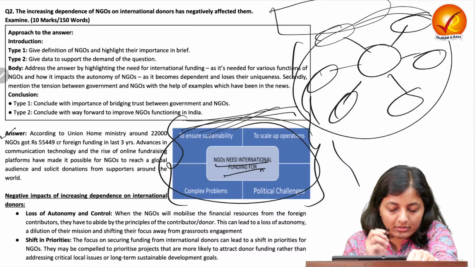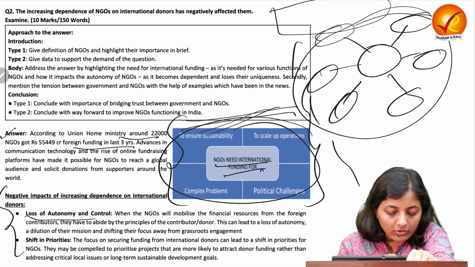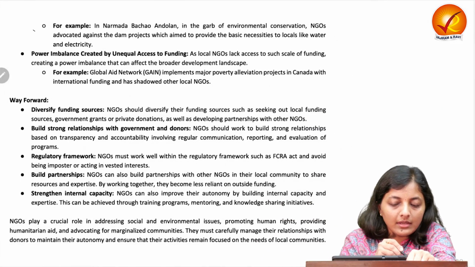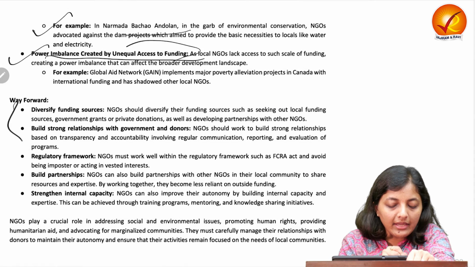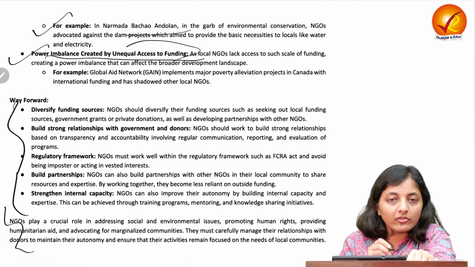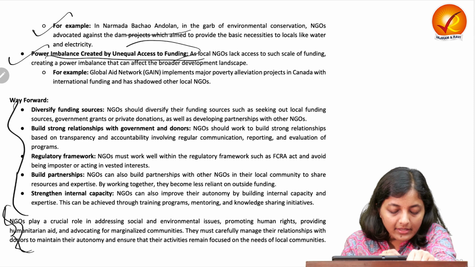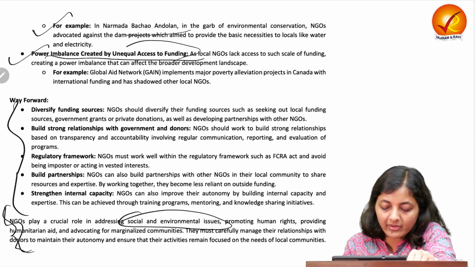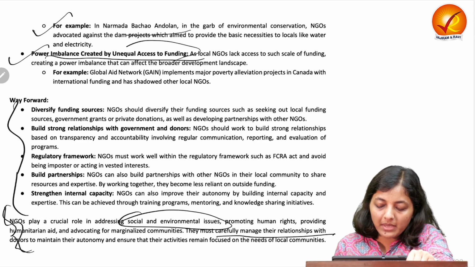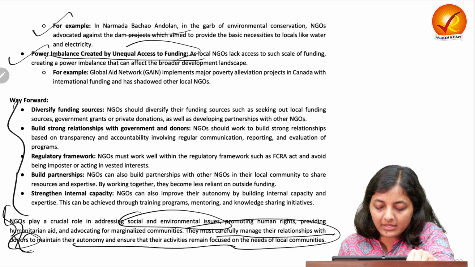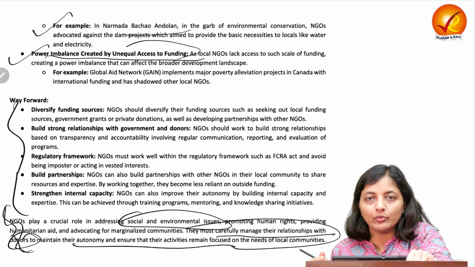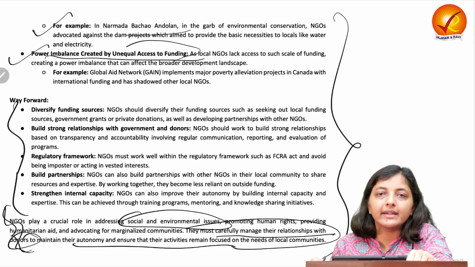Now the introduction starts with some data. Now the negative impacts: loss of autonomy, shift in priorities. Examples: Narmada Bachao Andolan, power imbalance created by unequal access to the funding, and some way forward. So this we have already discussed. And lastly, NGOs play a crucial role in social and environmental issues. They must carefully manage their relationship with the donors to maintain their autonomy and ensure that their activities remain focused on the needs of the local community. So this completes our second answer also.